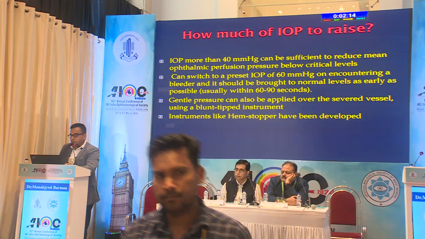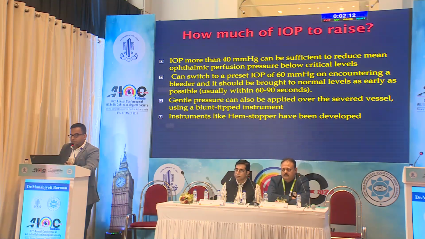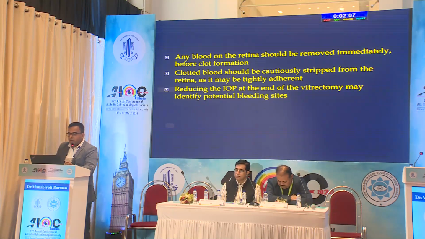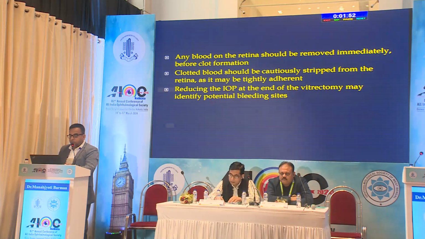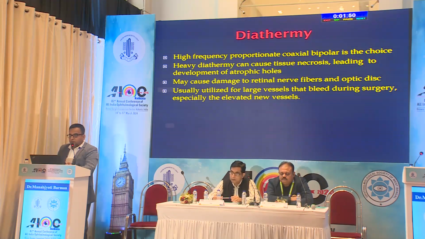Gentle pressure can also be applied over the bleeder, and we can use a hem stopper also. Any blood on the retina should be removed immediately. Clotted blood should be cautiously stripped from the retina, if necessary by using the cutter or another instrument. Reducing the IOP at the end of the vitrectomy is one important step to see whether any potential bleeder is there.